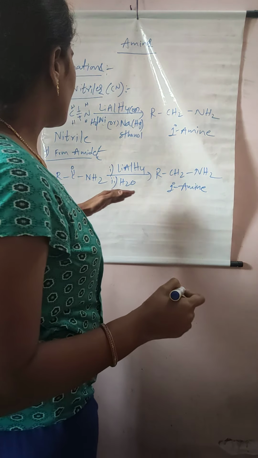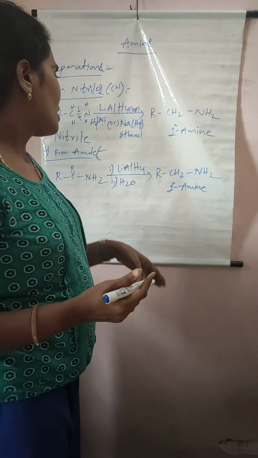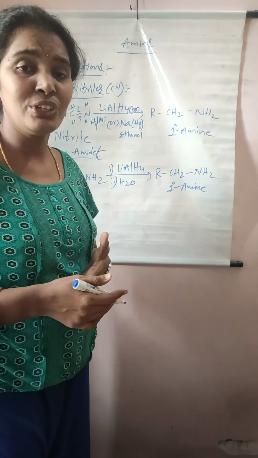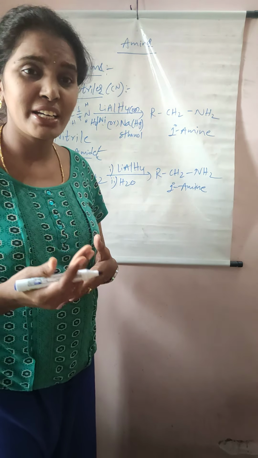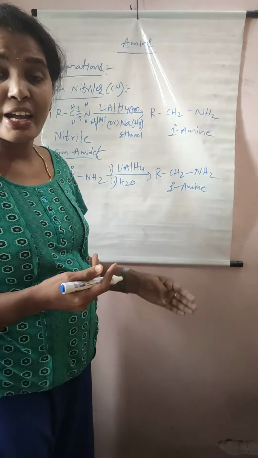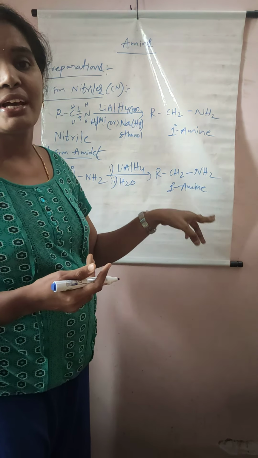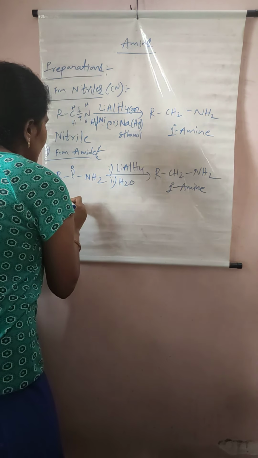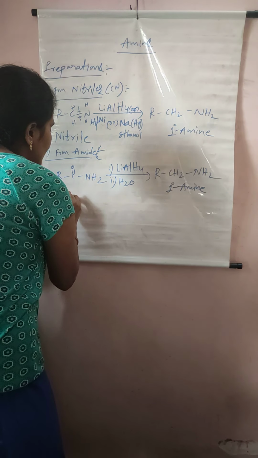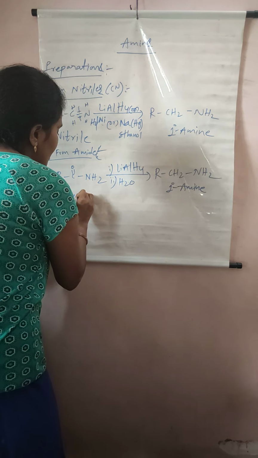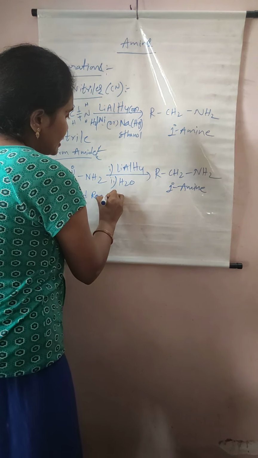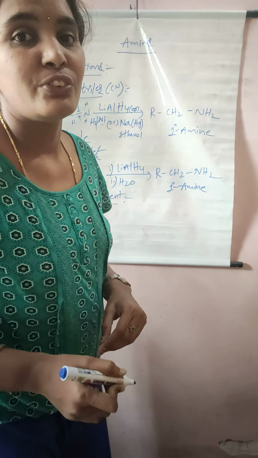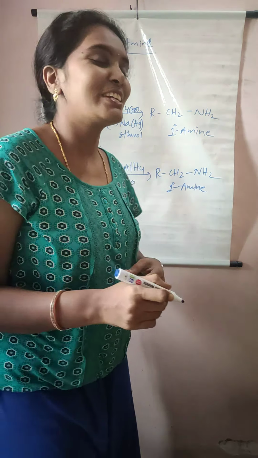So students, from amide also we can prepare. We take the amide and use the same reagent as before, LiAlH4, lithium aluminum hydride, and after hydrolysis you get primary amine, RCH2NH2. Next, the fifth one, from Grignard reagent. What is Grignard reagent, students? We know that RMgX is the Grignard reagent.